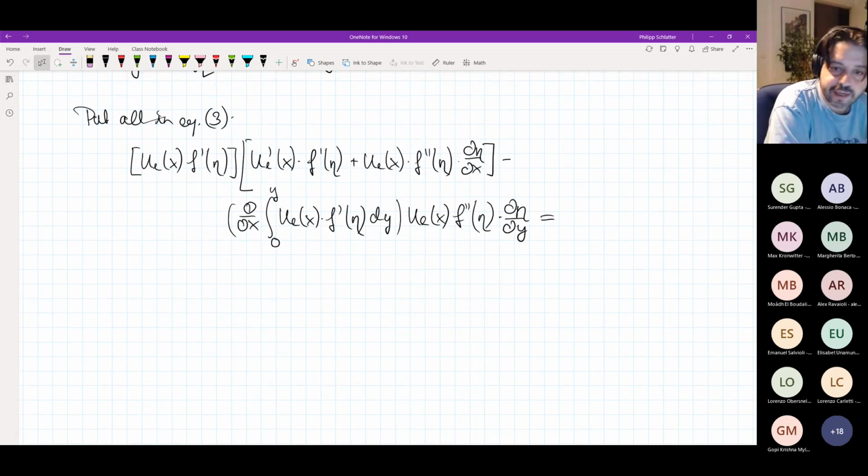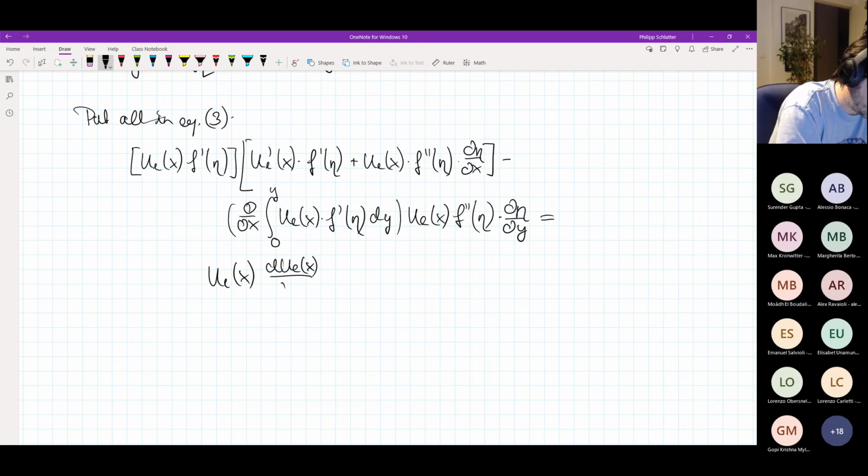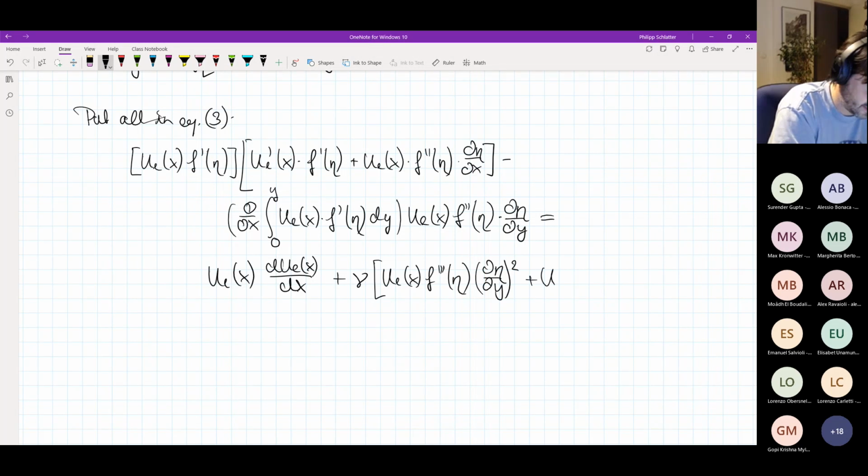So this was the left side, and now the right side becomes ue of x times due of x dx. That was the pressure term, plus nu times, now comes the second derivative, ue of x f triple prime of eta times d eta dy squared plus ue of x times f double prime of eta times d squared eta dy squared.